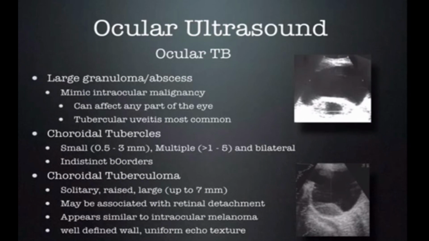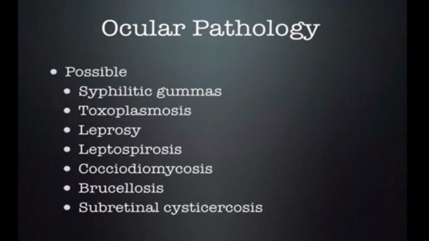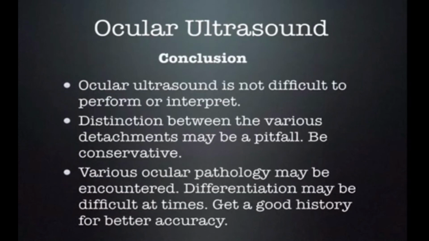Choroidal tuberculoma is the one that can be really confused with a melanoma. These are generally solitary, raised, and large, up to 7 millimeters. The one we just saw was about 7 millimeters, and it can also be associated with retinal detachment. One thing you can look for is a well-defined wall and a uniform echo texture. Again, it can be very difficult to distinguish this from melanoma if you're in a TB endemic area. There are several other pathologies that may be diagnosed with ultrasound, but at this point I don't have images of those. So we'll have to wait and see those when we're in the developing world.